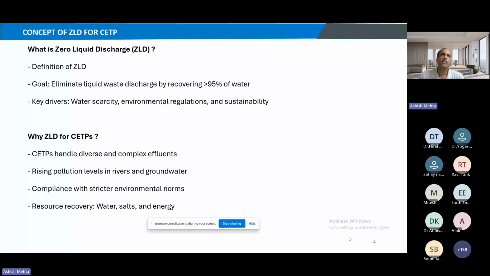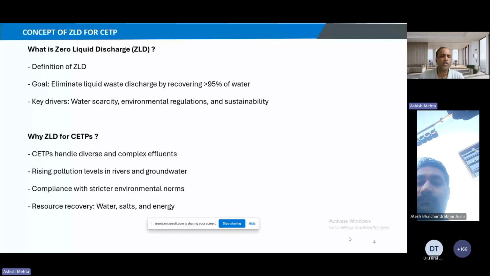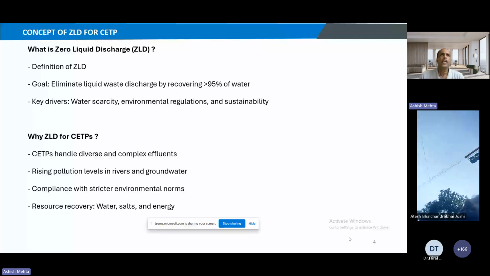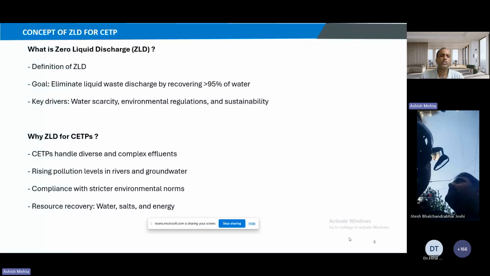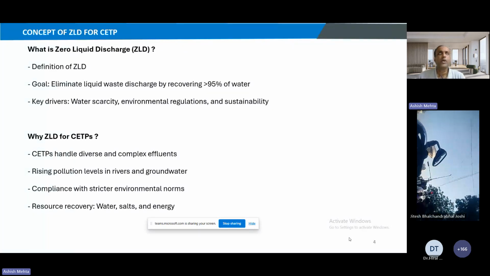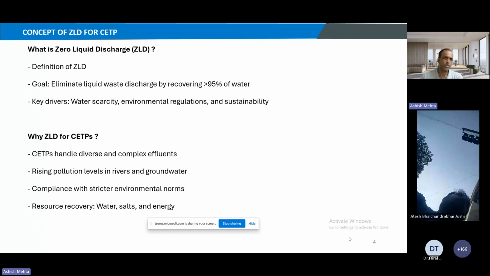Now, why is there a need for ZLD for CETPs? CETP handles diverse and complex kinds of effluents. It helps in controlling pollution levels, which would otherwise lead to further deterioration of rivers and groundwaters. It helps to achieve the environmental norms and meet compliance. And many times, it helps in resource recovery apart from water, such as salt and energy also.